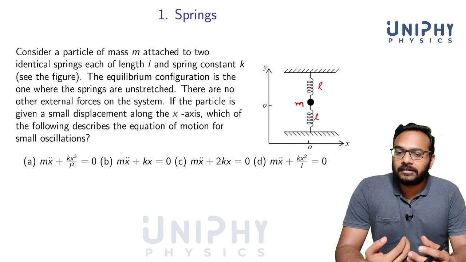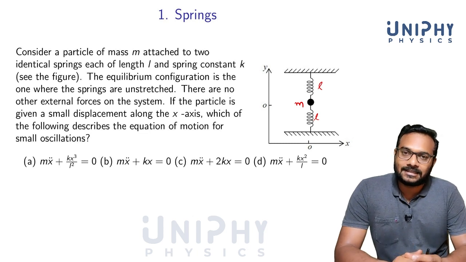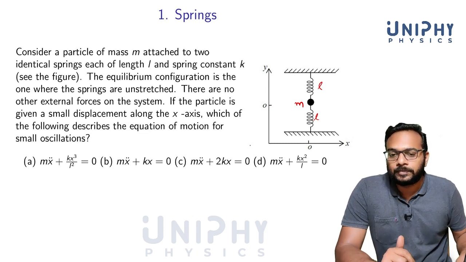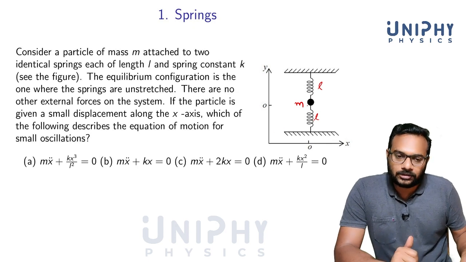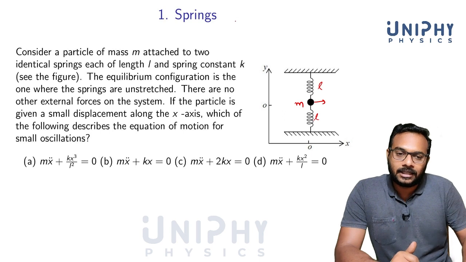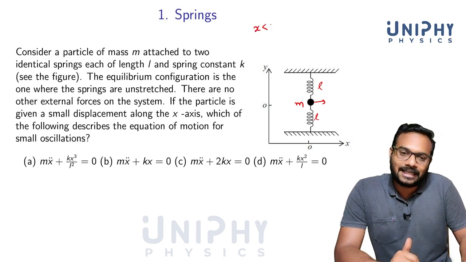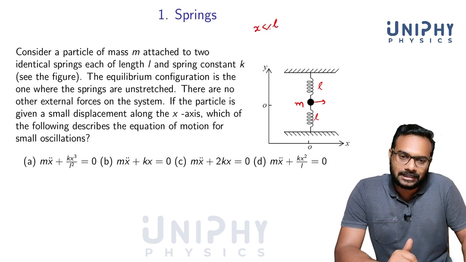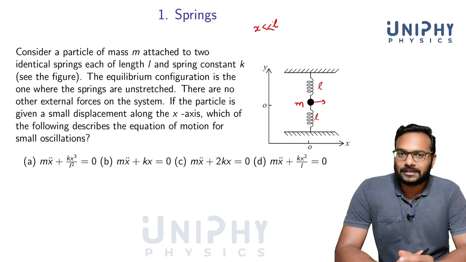If the particle is given a small displacement along the x-axis, what is the equation of motion corresponding to small oscillations? That's the question. So the idea is that you are giving a small displacement along the x direction. When we say small displacement, we say that x is much less than L. That's what we mean by small oscillations.